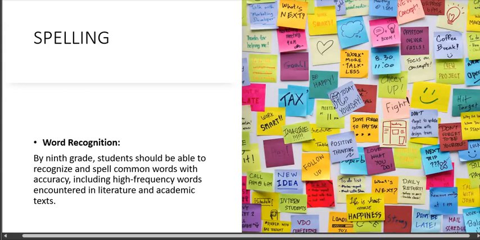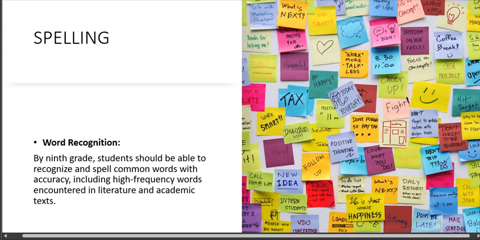Then word recognition. Here we should be able to recognize and spell common words, okay? So for example, mother, idea, stool, sensors, senior, such words. They are common words that we should spell naturally, including high frequency words we encounter in literature and academic text. There are some common words like mother, and I'm expecting all of us to know the spellings. So that is another part under spelling, that we have to recognize words and know how to spell them out.